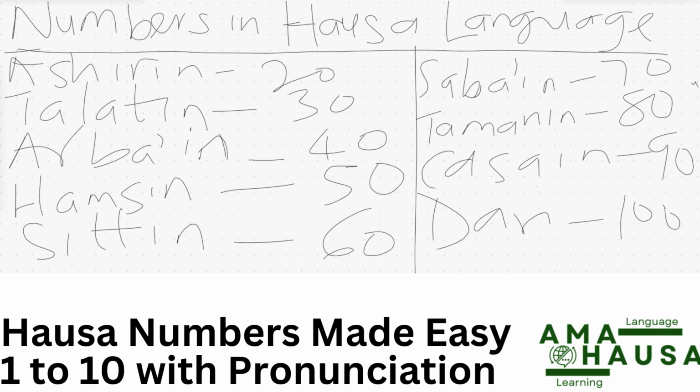Dari is 100. But when we say dari da daya, it is 101. In English it is 101, and in Hausa it is dari da daya. So dari da daya is 101.